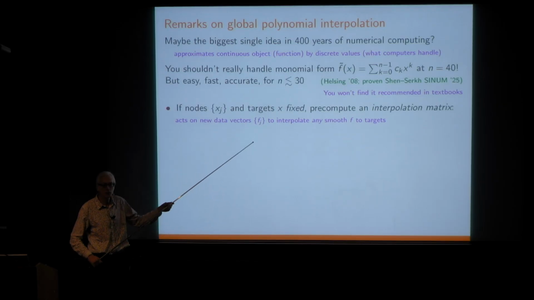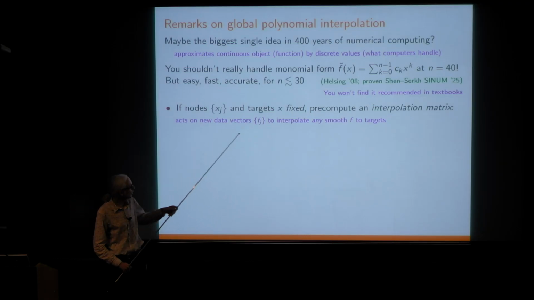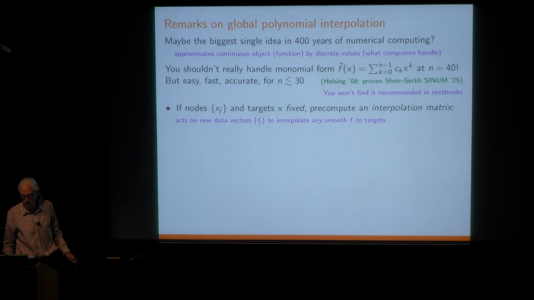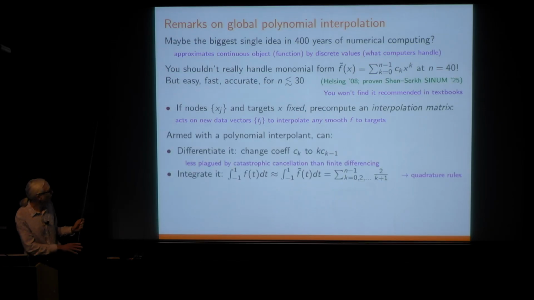You can't really beat the evaluation speed of a matrix hitting a vector. So that would allow you to throw in new functions as long as they were all sufficiently smooth, then it would work. OK. Other things you can do.